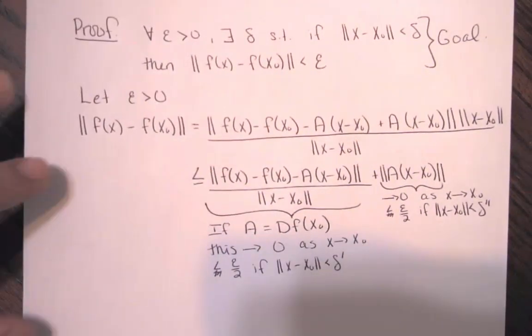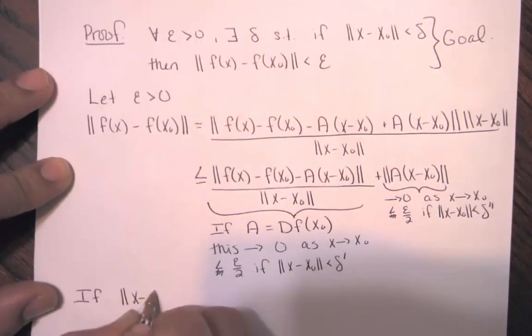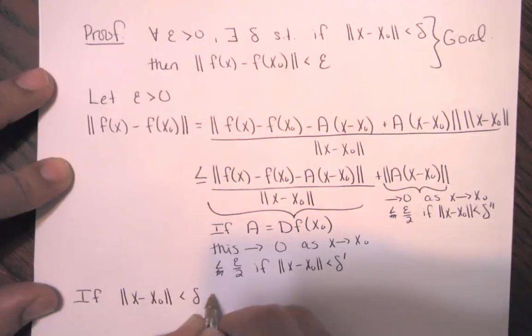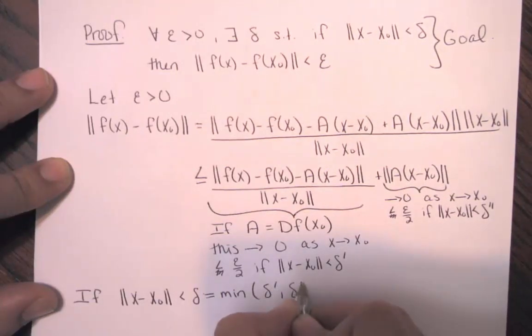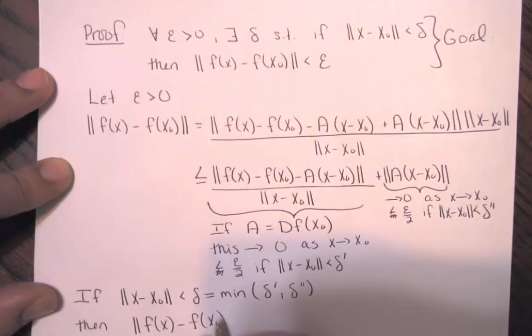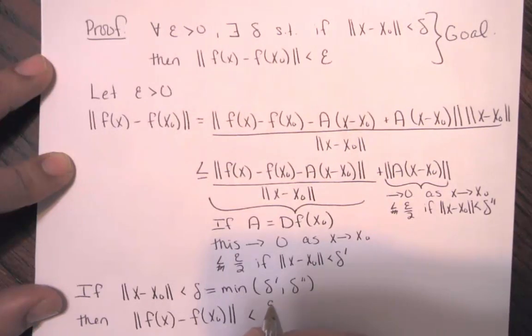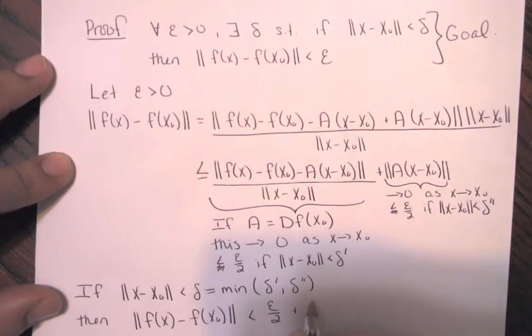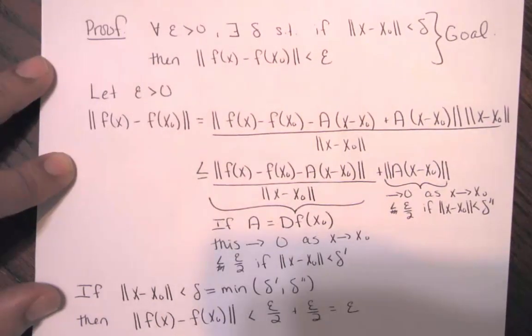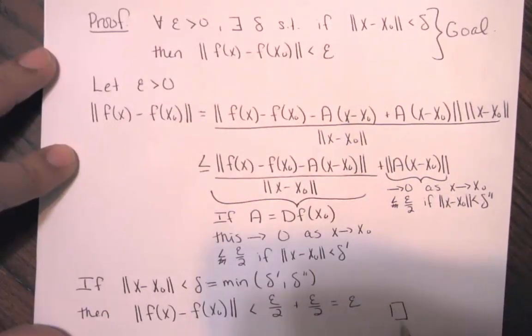Well, I claim we're finished because if x minus x naught is less than delta, which is defined to be the minimum of delta prime and delta double prime, then f of x minus f of x naught is less than epsilon over 2 plus epsilon over 2, which is of course epsilon, which is exactly what our goal was. So we've accomplished our goal, so we're done.